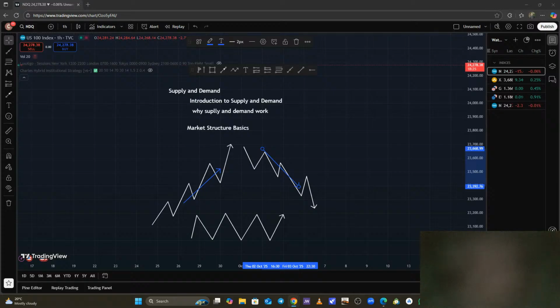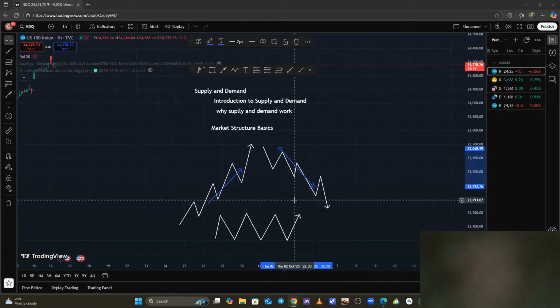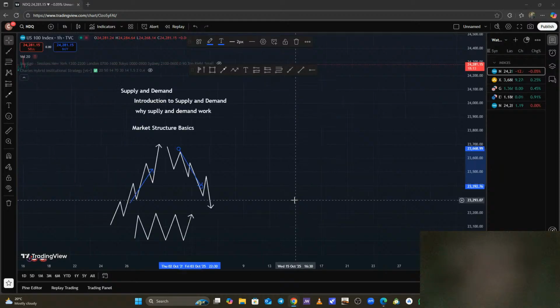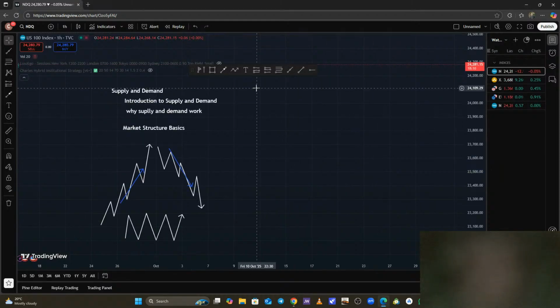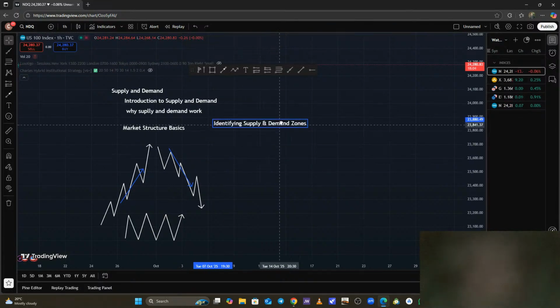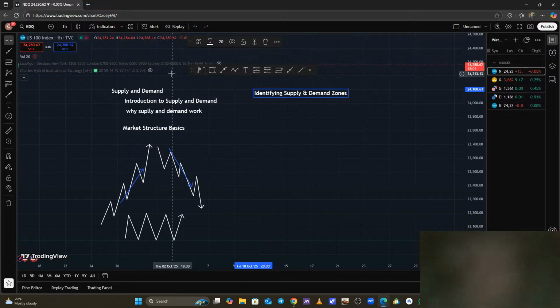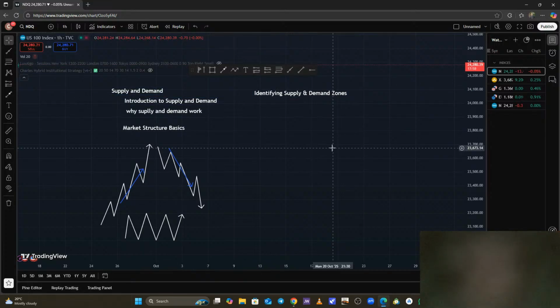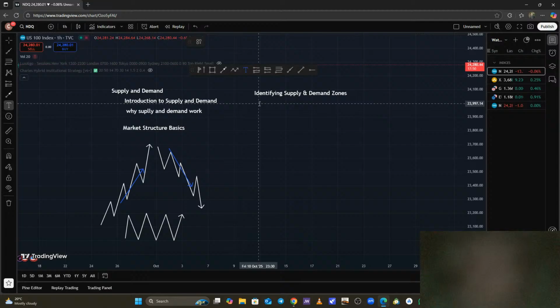Now we have this one here: how to identify supply and demand zones. So let me write it somewhere here. How do you identify supply and demand zones? Let's start with one, identifying the supply zone. So I'll mark it with red.